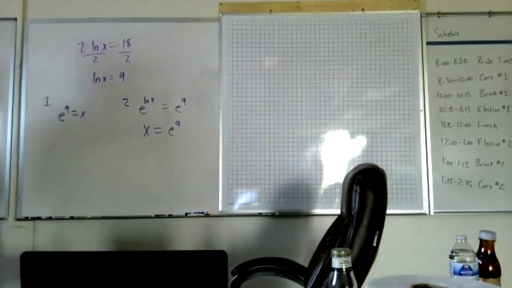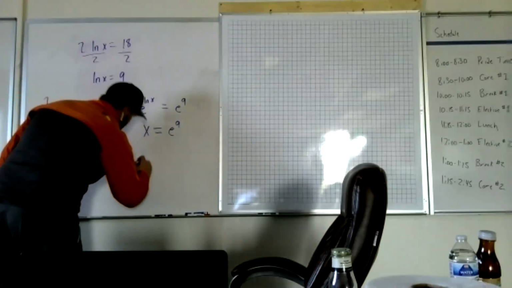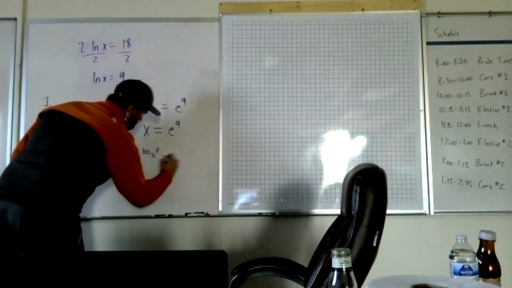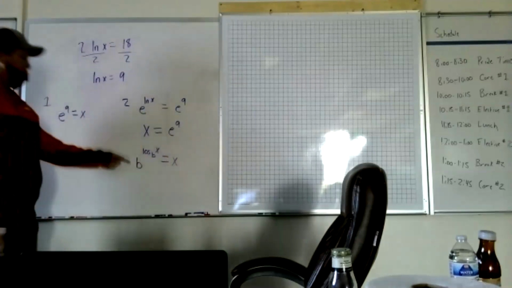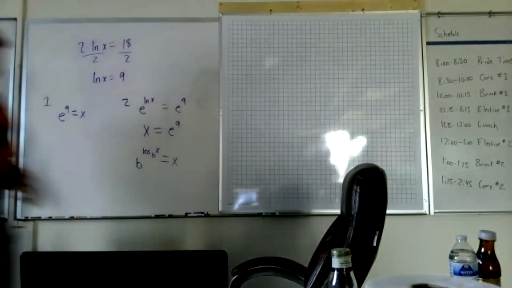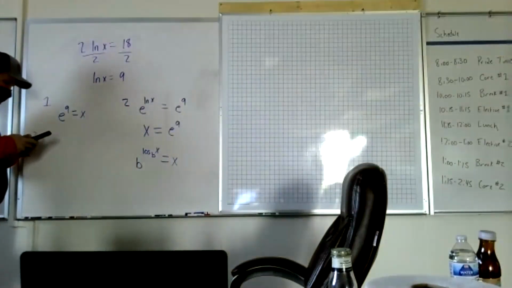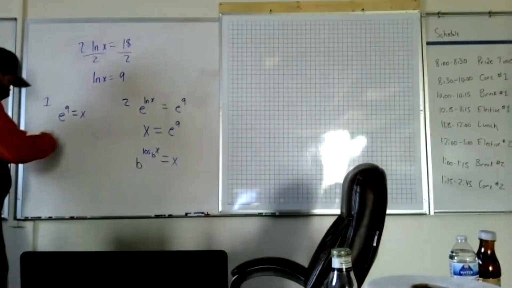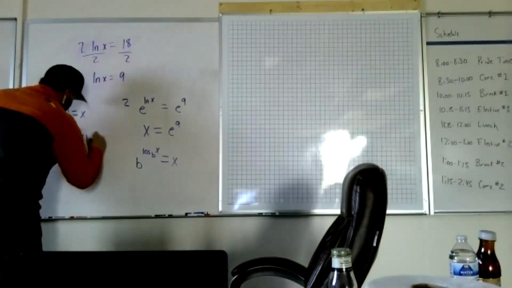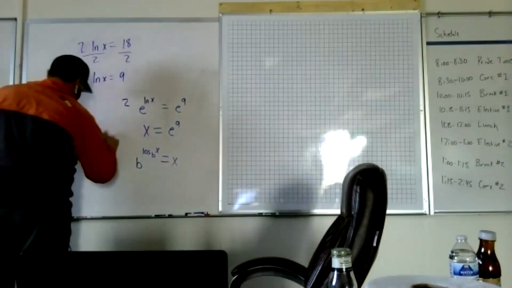The property is that b to the log base b of x is equal to x. That's the inverse property I used. In both situations, I end up with e to the 9th as my answer. I can plug that into my calculator very simply, and I get 8,103.08, rounded to the nearest hundredth.